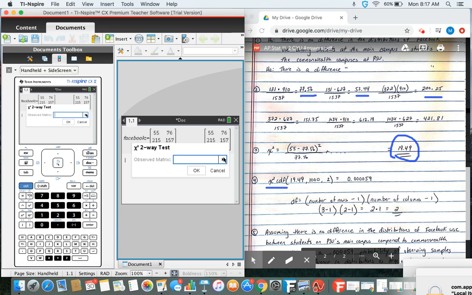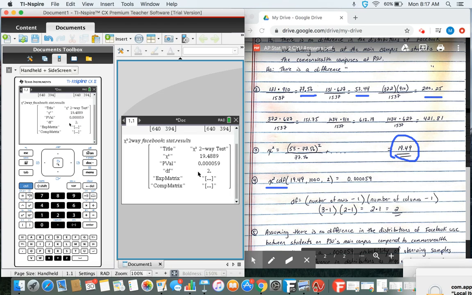Observed matrix means, well, what did you name it? Suppose you had more than one matrix right now saved in your document. So here's our Facebook matrix. Hit OK, and there's everything for you. All right, there's your chi-squared number, there's your p-value, there's your degrees of freedom. Now, if you look here, it says expected matrix, components matrix, all this stuff is available for you, because you're going to need that. You're going to need to list and show that your expected counts are all greater than 5.